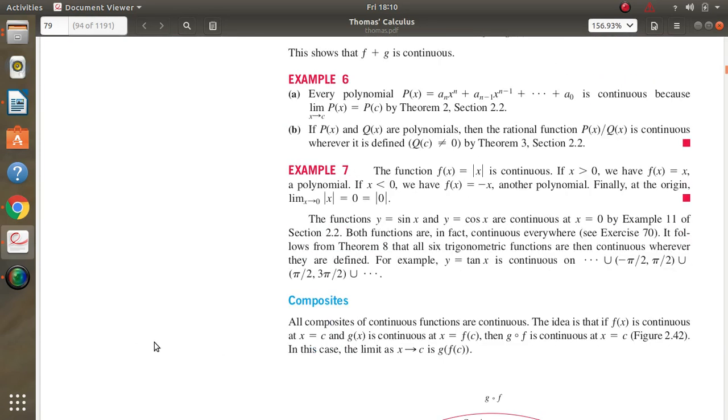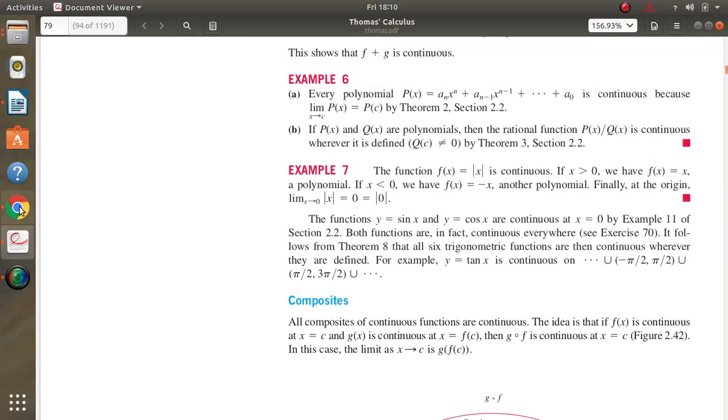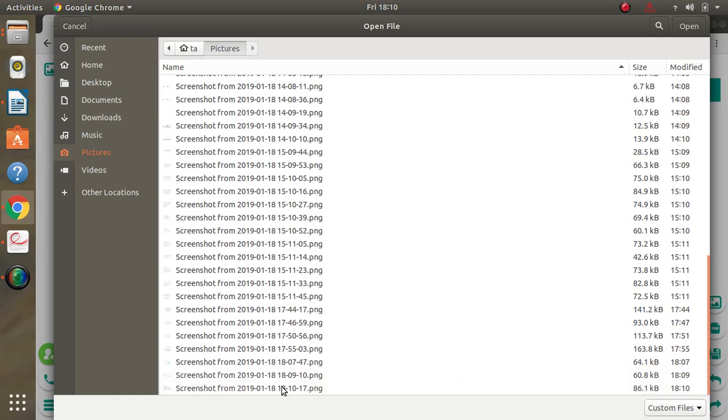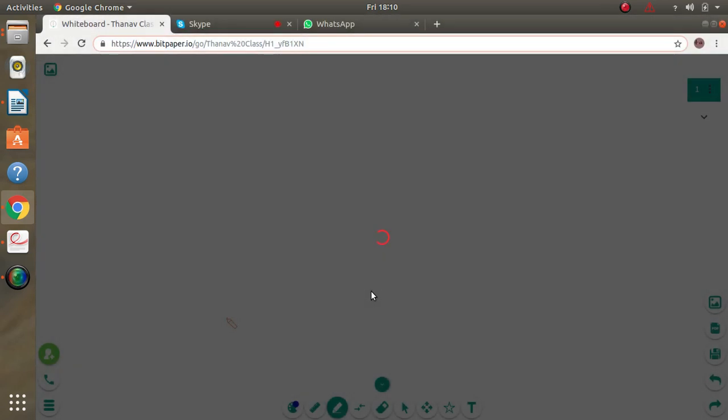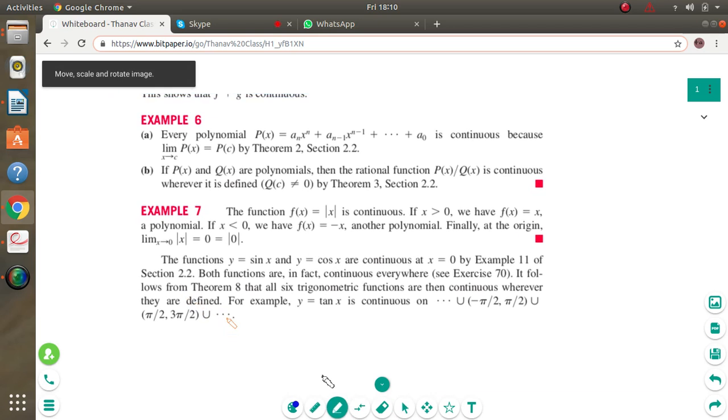Now let's discuss examples. It is quite basic mathematics. Here we have example 6 and example 7. Just go through them and read them. Any question, any problem, please let me know. Example 6 and example 7.